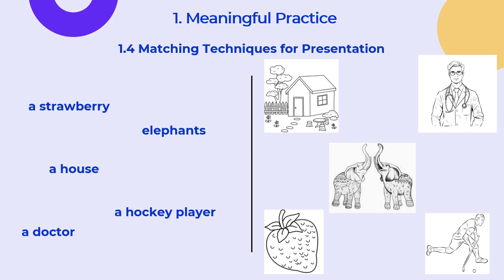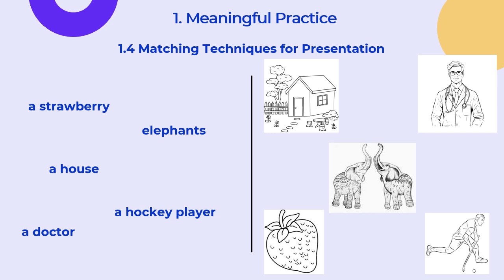Another meaningful way of presenting vocabulary is using the matching technique. This works best when you think the words you are going to teach your students can be described using pictures. Basically, you select 5 words, a strawberry, elephants, a house, etc., as you can see on the slide. You write the words on one side of the board. You stick or show the pictures that represent these words on another side of the board.